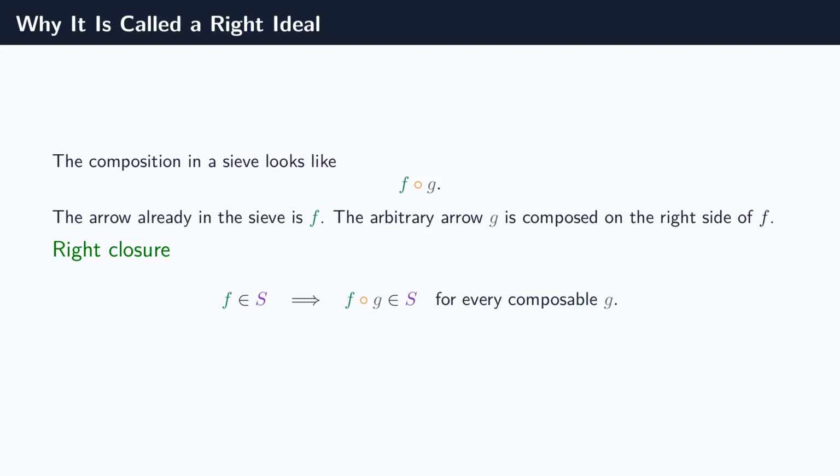Why is it called a right ideal? In the composite F after G, the arrow already in the sieve is F, and the arbitrary arrow G is composed on the right side of F. So closure means, whenever F is in S, every composite F after G is also in S, whenever the composition makes sense. The word right is about the side on which the new arrow is attached.